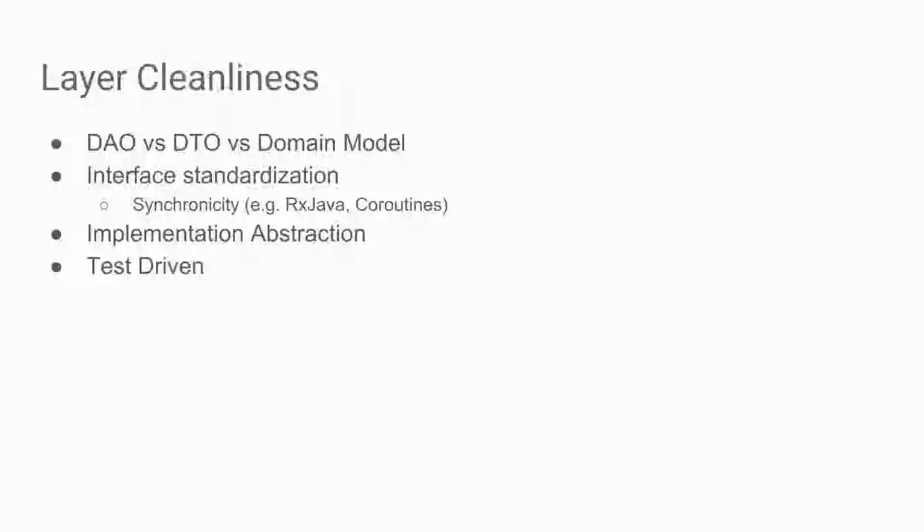And then DTO is your transfer objects. So whenever you make a network call, your objects are the transfer objects. That's the DTO, and that'll be in Retrofit, whatever return arguments or parameters you're sending along with your network requests.